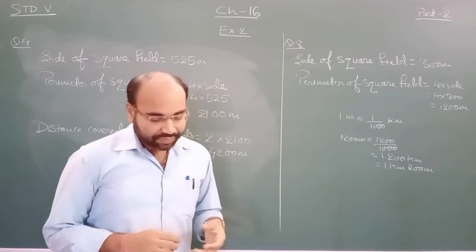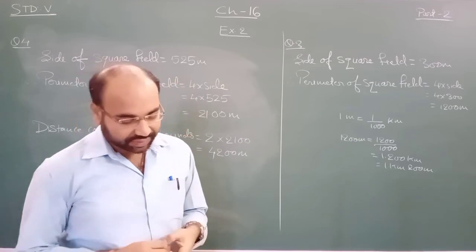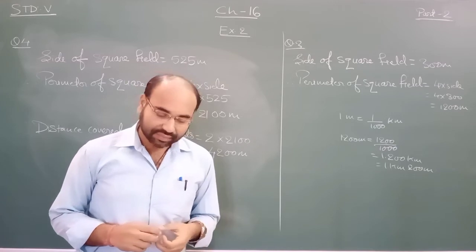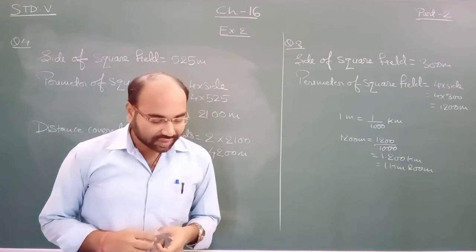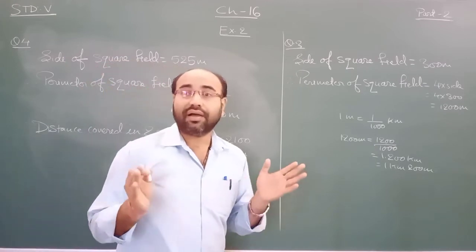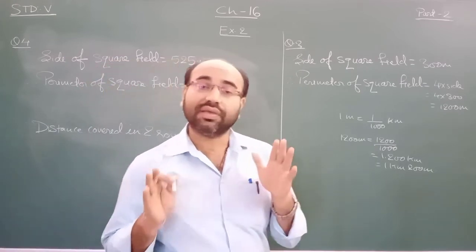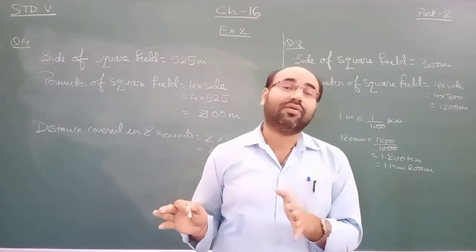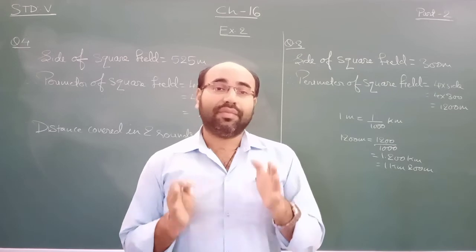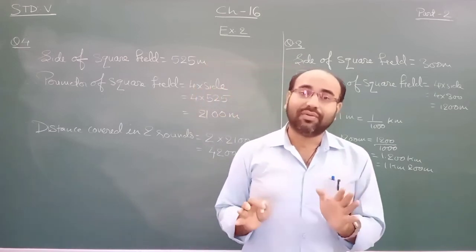Now question number 5. A field has length 350 meter and breadth 300 meter. Find the length of wire needed to fence around it. Now students, be very careful. Not in every question will it be clearly stated that you have to find the perimeter. It will not be said like that.